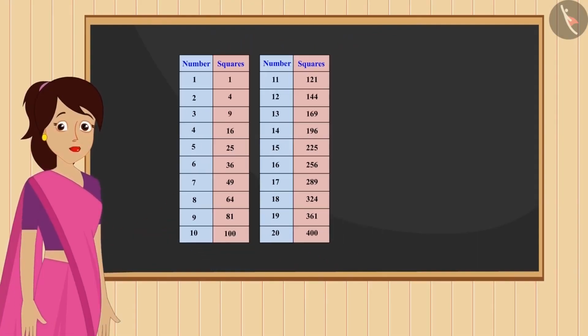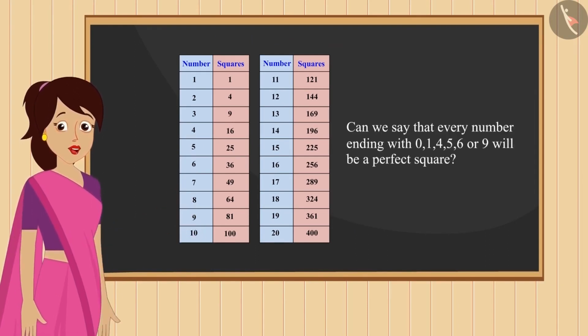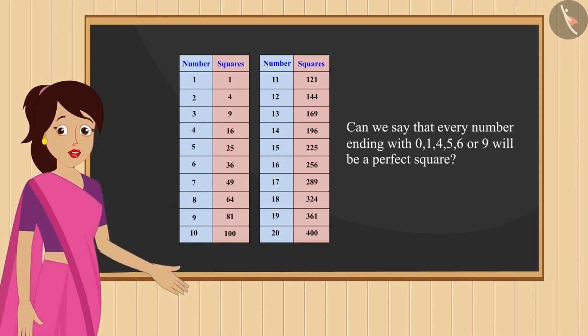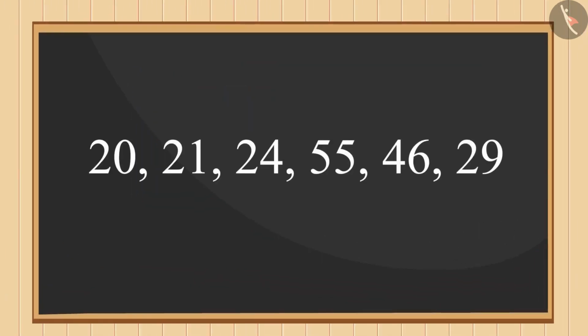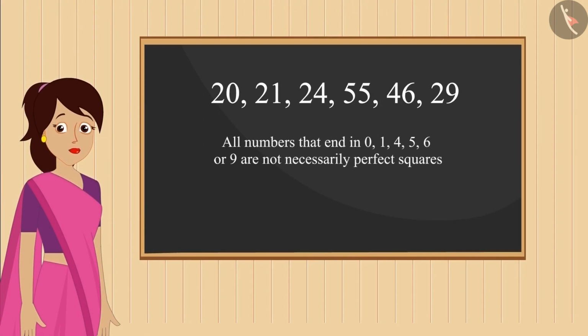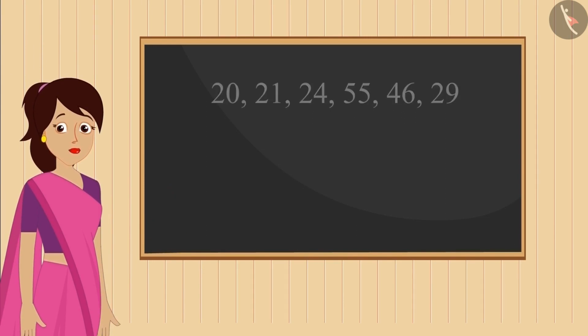But can we say that every number ending with 0, 1, 4, 5, 6 or 9 will be a perfect square? Come on, let's examine some such numbers. Take a look at these numbers. All of them have either 0, 1, 4, 5, 6 or 9 in their units place. But these numbers are not square numbers. That is, we can say that all the numbers that have these digits in their units place are not necessarily perfect squares.